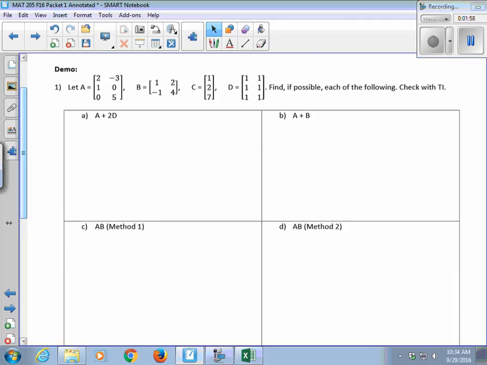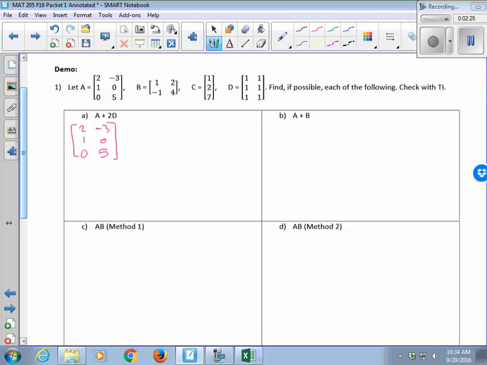When you add matrices, you add them component-wise. So row 1, column 1 gets added to row 1, column 1 from the other matrix. And when you multiply a matrix by a scalar, just like when you multiply a vector by a scalar, you just multiply every entry in the matrix by that number. So if I want to do A plus 2D, A is 2, 1, 0, negative 3, 0, 5, plus 2 times the matrix D means take every entry in D and multiply it by 2. So instead of 1, 1, 1, 1, 1, 1, it becomes 2, 2, 2, 2, 2, 2, which doubles everything. And then you add component-wise.